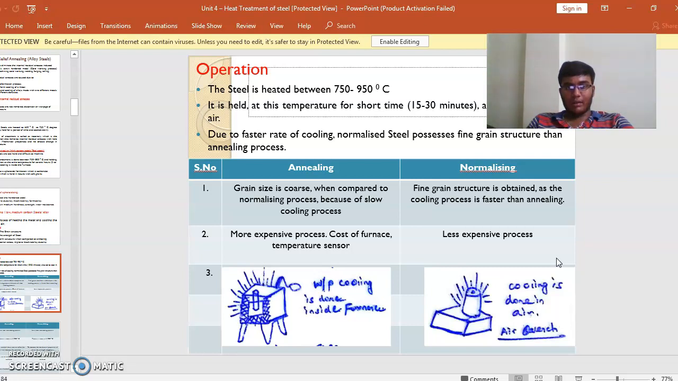Now let's know the difference between the annealing process and the normalizing process. The grain size of the metal obtained during annealing is coarse grain, whereas fine grain is obtained during normalizing. The annealing process is more expensive than the normalizing process, due to the cost of the furnace and temperature sensors.